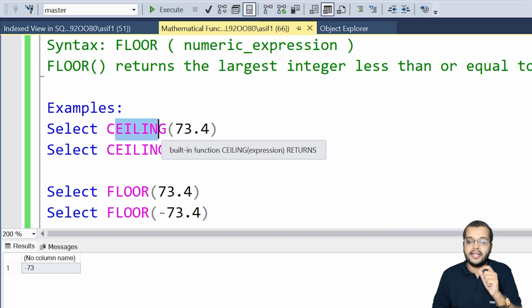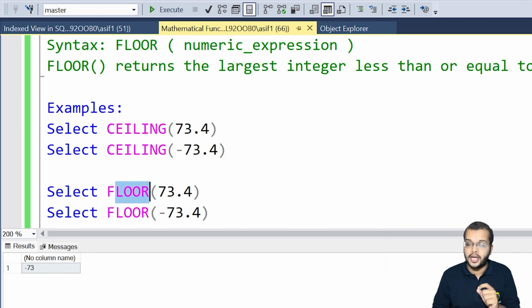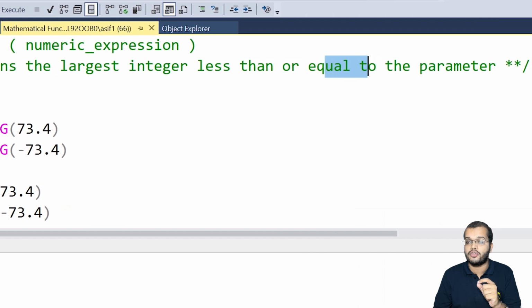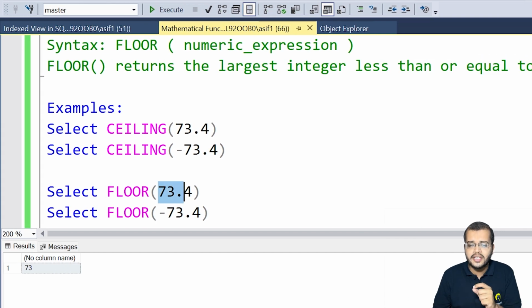For the same parameter 73.4 with the floor function, what output are we going to get? Let's look into that. When I write select and floor as the mathematical function and execute it, I am getting 73. I have already said that floor will return the value less than or equal to the parameter. So what is the lesser value to 73.4? The immediate lesser integer value, which is 73.